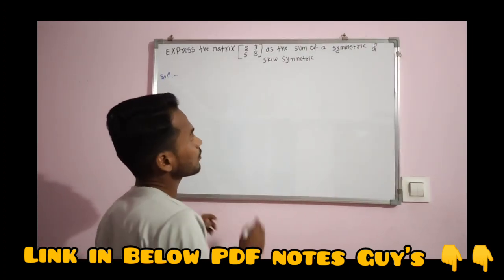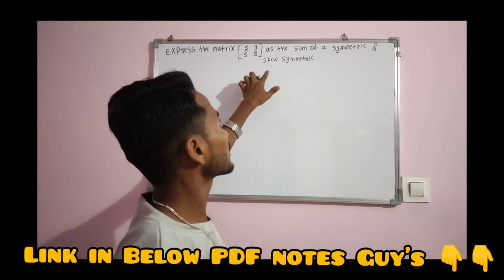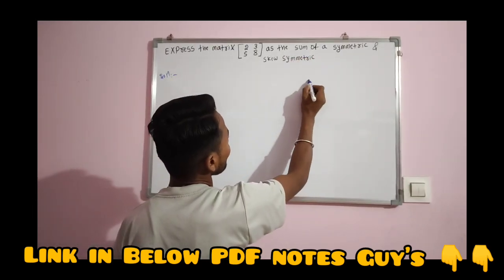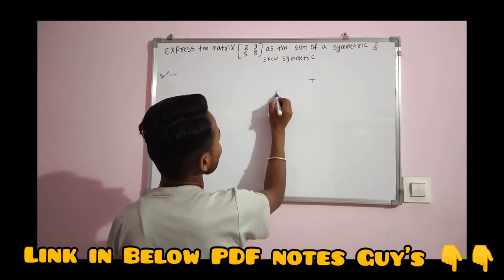First, you have to understand the basics of symmetric and skew symmetric matrices. What is meant by sum? Sum means you have to add. What is meant by symmetric?